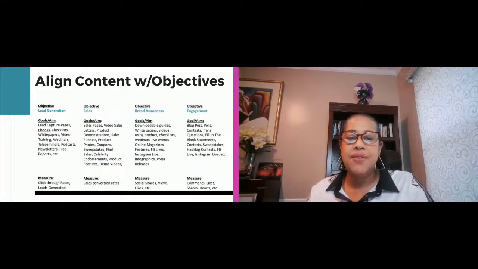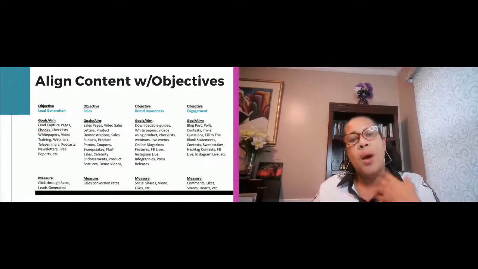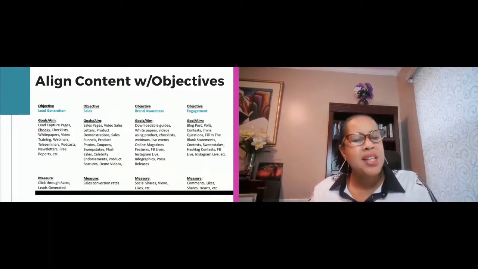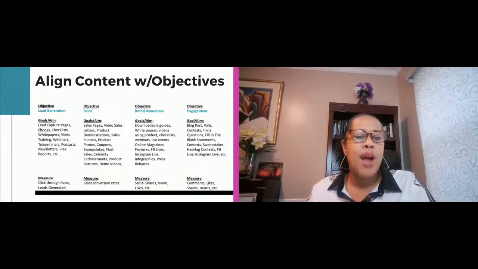So if the objective is lead generation, then you're going to have a mechanism to generate leads, which is like a capture page, and your content would be an ebook, a checklist, a webinar, or whatever. So that's what your content would be. So can you see how you would wrap your content creation around what your overall business objective is?